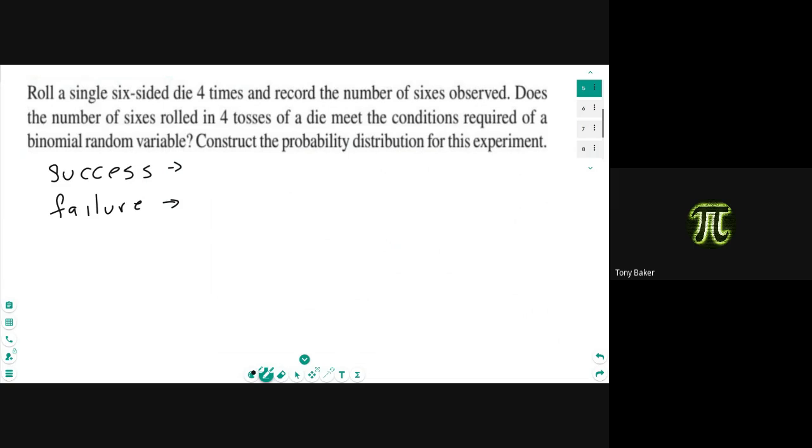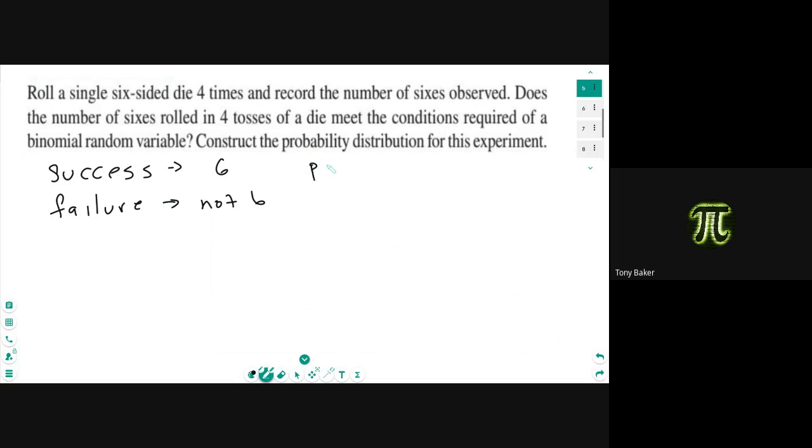For the way that they worded this, what would be a success? A 6. What's a failure? Not 6. That makes a binomial. Since I'm only caring about the 6s, that's the definition of success, is I get a 6. The definition of a failure is anything else. Okay? Does that make sense? Yeah, I was just caught up on the number of trials changing. I know. So that's my success, that's my failure.